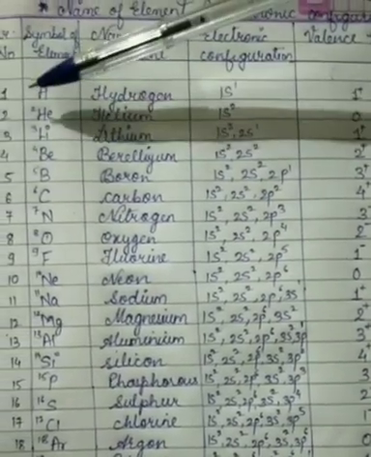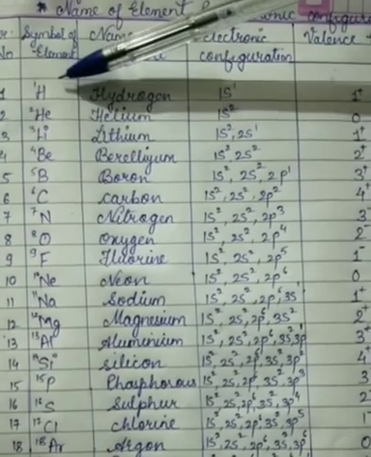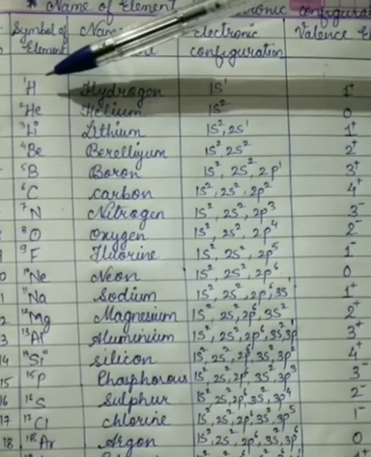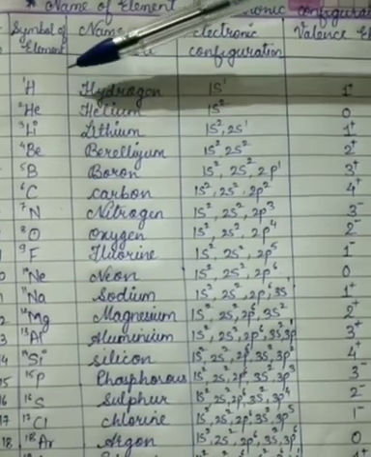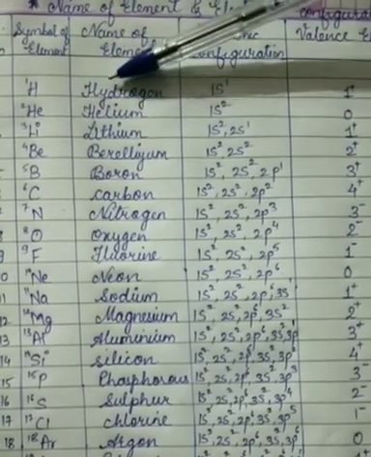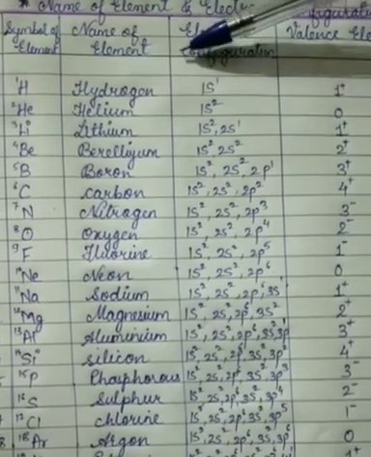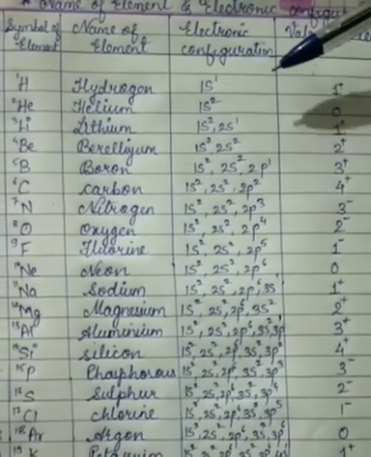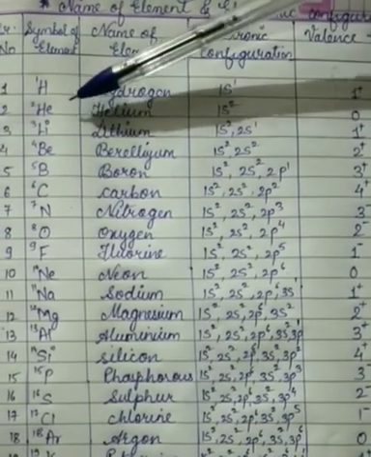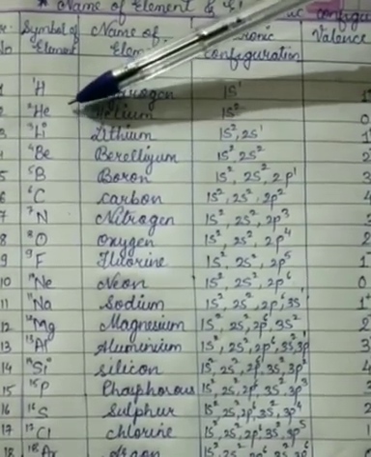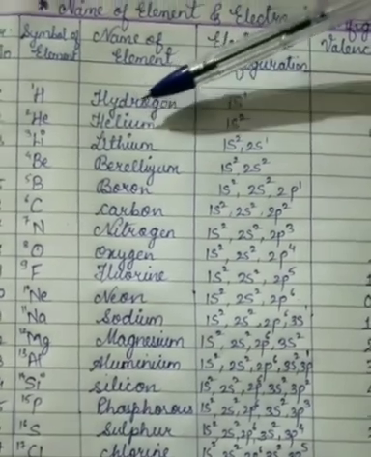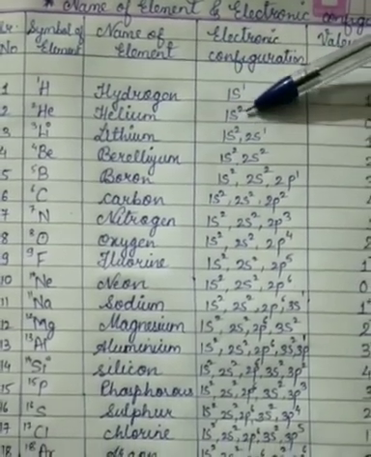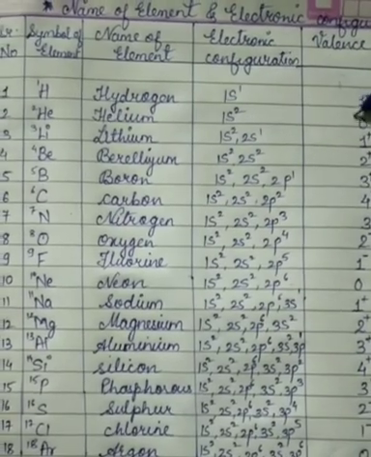First, symbol of element. We can say hydrogen, and the symbol is H, and the name is written in full form, hydrogen. Its electronic configuration is 1s1 and valence electron is +1. Second one, helium. The symbol is He, helium is the full name, and the electronic configuration is 1s2. Valence electron is 0.